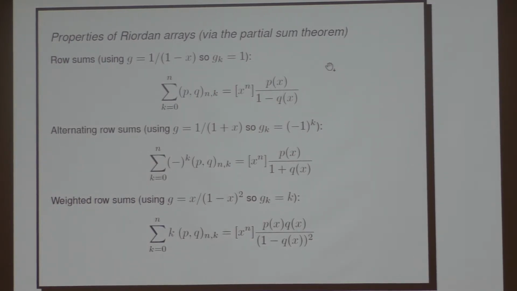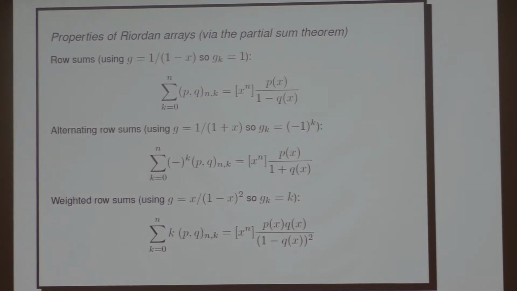We can do other things with this partial sum theorem. Things that you might want to calculate, for other applications I'll talk about a bit later, are the sum of a row in the Riordan array. So the sum of a row, how do we get that? Well, we only need to sum from k equals 0 to n, because after that it stops. So we're summing, keeping n constant, along a row in the lower triangular matrix.